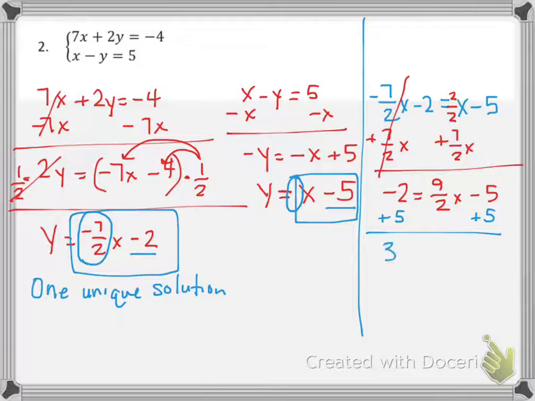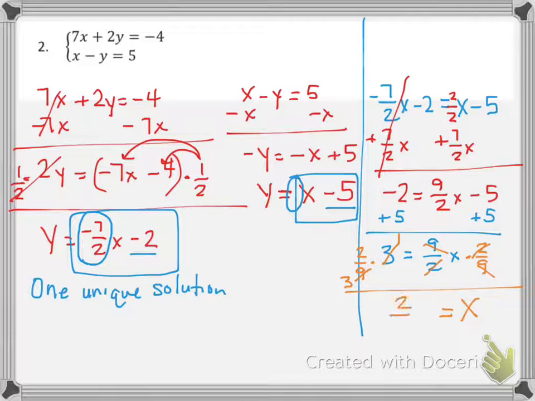That gives me 3 is equal to 9/2 x. And then I can multiply by the reciprocal. So I'm going to multiply by 2/9 on both sides. On the right side, my 2's cancel, my 9's cancel, I get x equals, and on the right side, I can simplify before I multiply. 3 goes into 3 one time, 3 goes into 9 3 times, so my answer is 2/3.